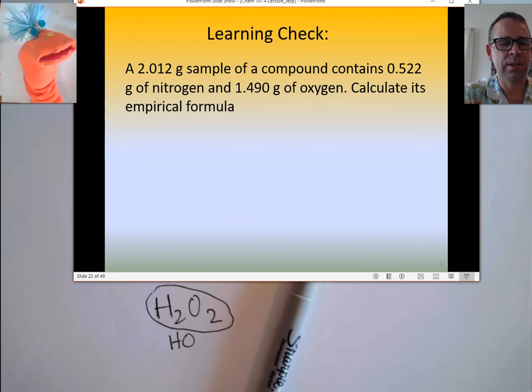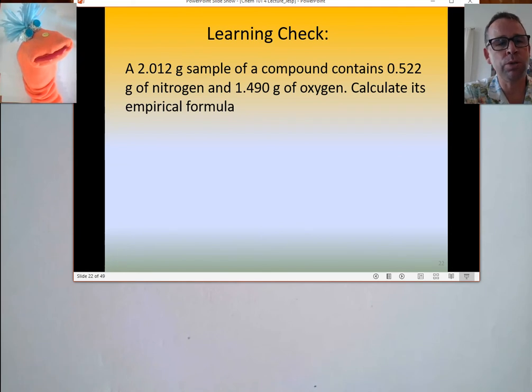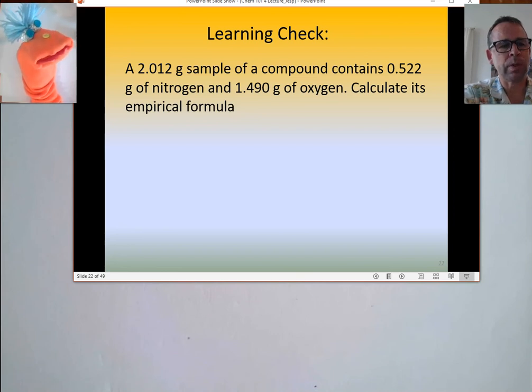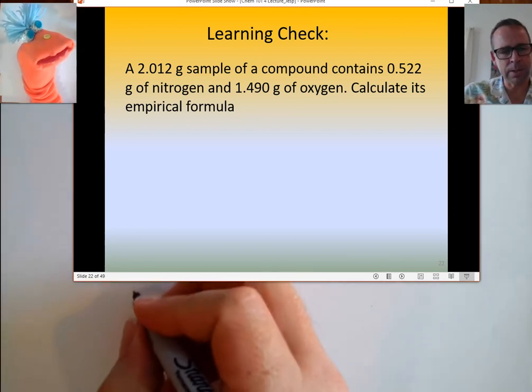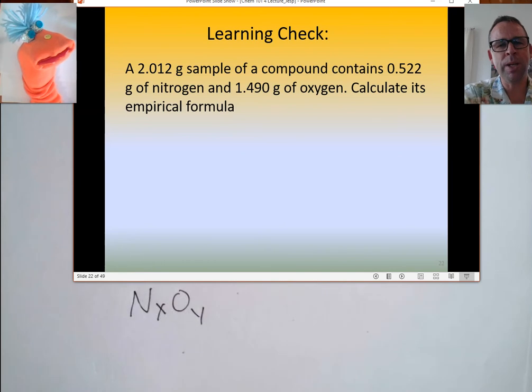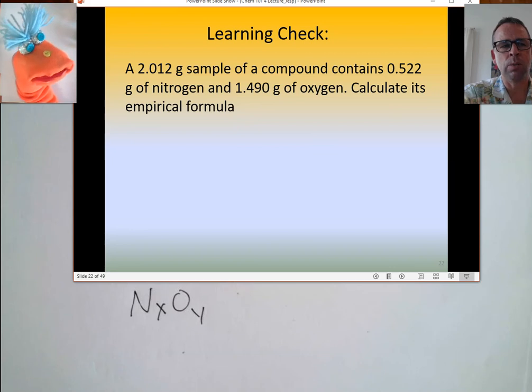So let's see if we can apply what we've learned to this problem. A 2.012 gram sample of something that contains nitrogen and oxygen, 0.522 grams of nitrogen, 1.490 grams of oxygen. And we need to calculate the empirical formula. Okay? So, what is the empirical formula again? Well, it's this N. We don't know these numbers now, so I'll put X and Y down there. But we need to know those numbers to get the empirical formula. And those numbers are mole ratios, the molar ratios, right?